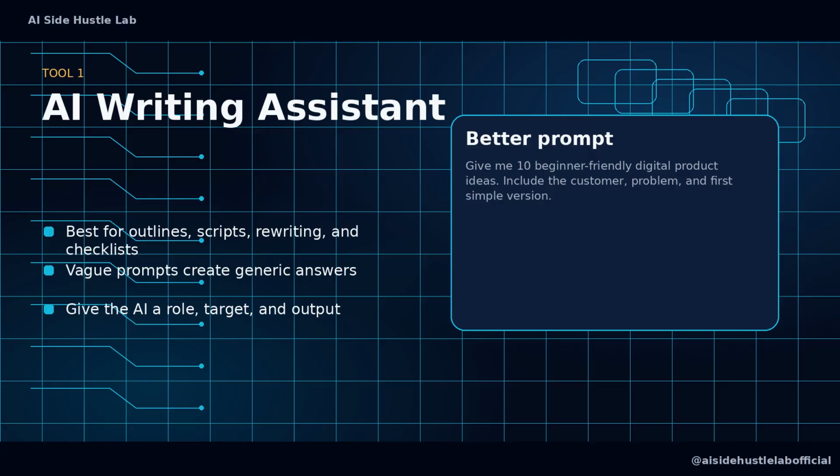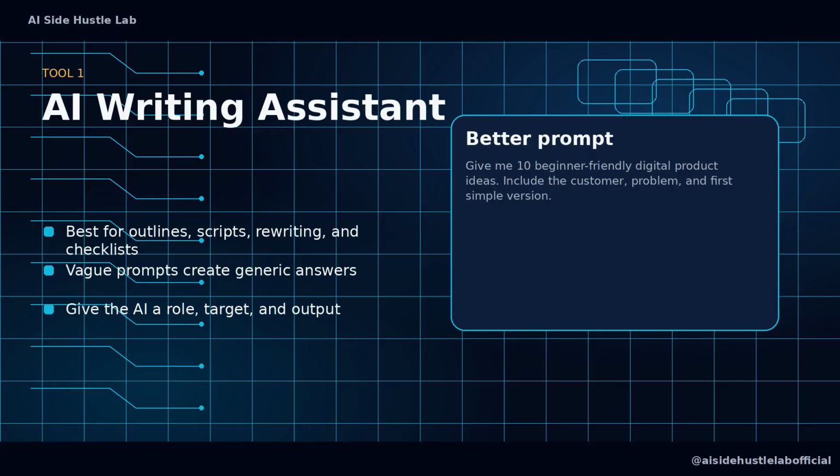A better prompt is, "Give me 10 beginner-friendly digital product ideas for people who are good at organizing, writing, or researching. For each idea, include the customer, the problem, and the first simple version I could create." That kind of prompt gives the AI a role, a target, and a useful output.